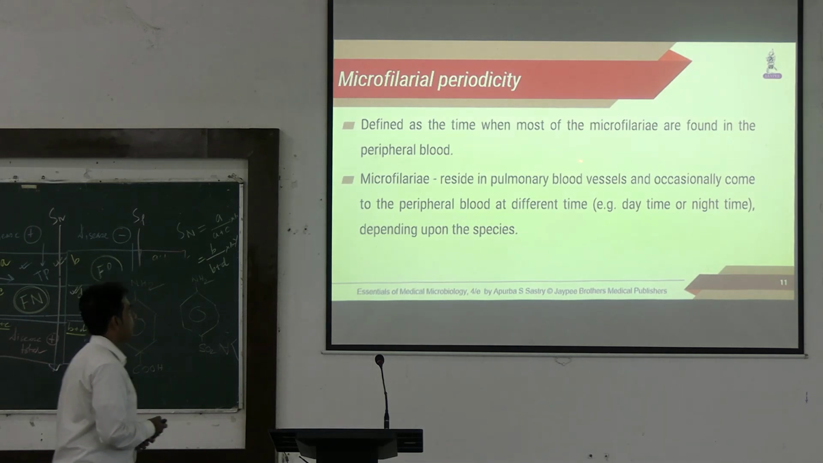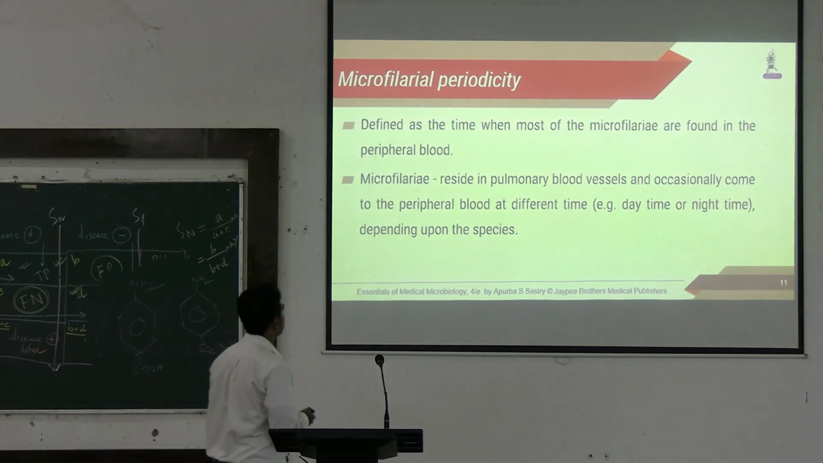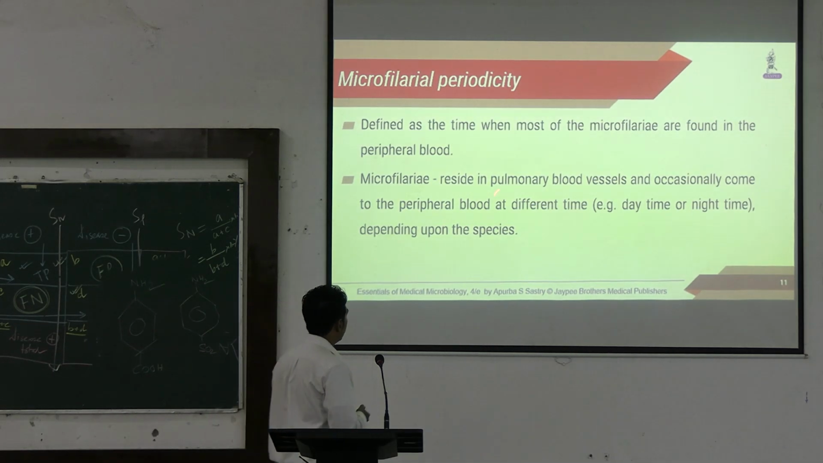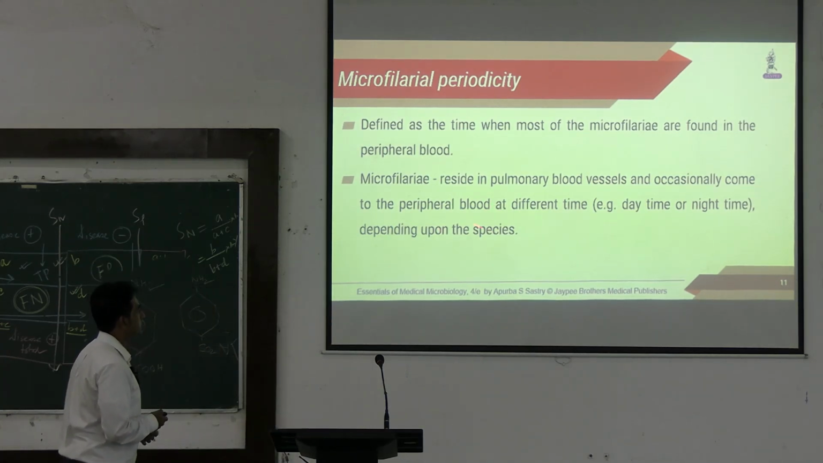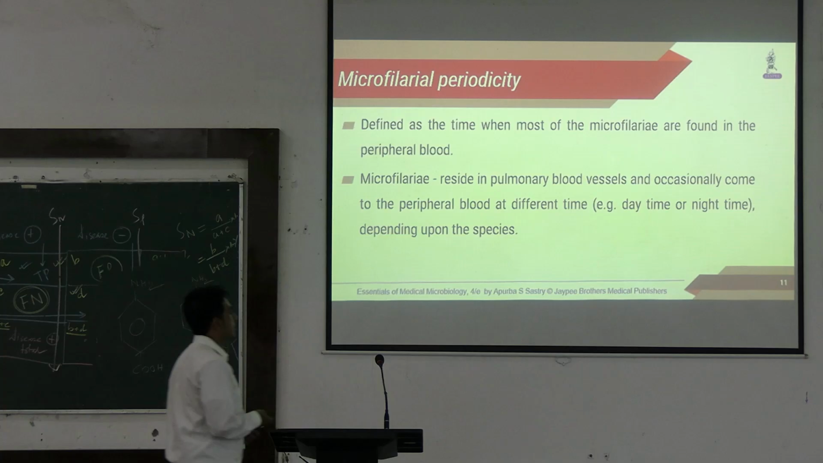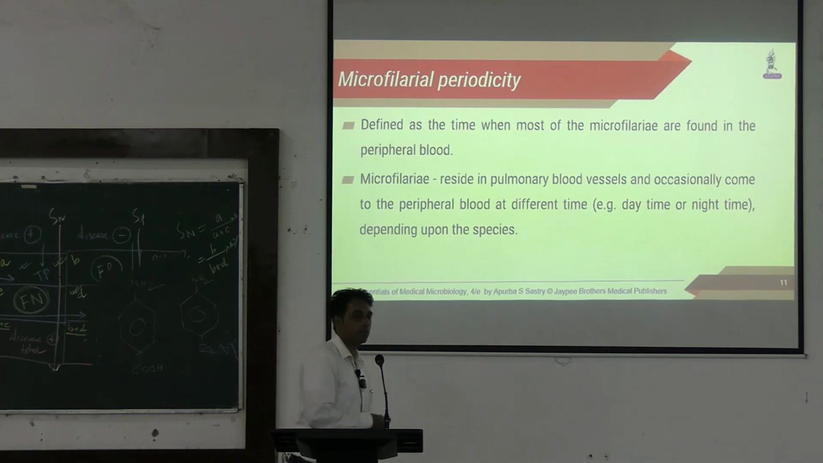What is microfilarial periodicity? This is defined as the time when most of the microfilariae are found in the peripheral blood. The microfilariae generally reside in the pulmonary blood vessels and occasionally come to the peripheral blood at different times, like daytime or night time, depending on the species.